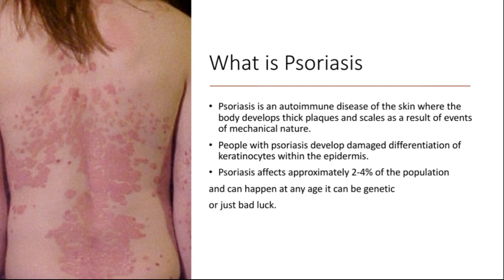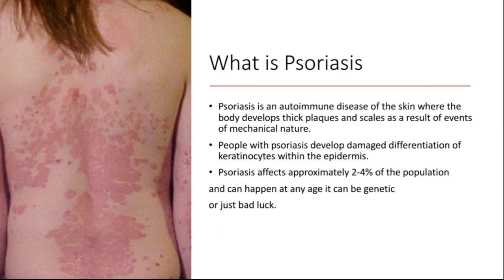Psoriasis is an autoimmune disease of the skin where the body develops thick plaques and scales as a result of events of mechanical nature. People with psoriasis will develop damaged differentiation of keratinocytes within the epidermis. It approximately affects 2 to 4% of the population and can happen at any age. It can be genetic, meaning if your parents have it, you're at higher risk, or it can just be bad luck, and you can get it for no reason.